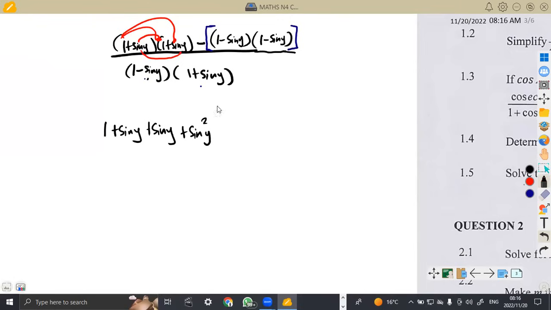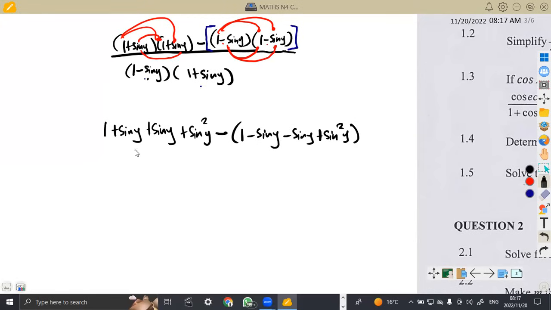Okay, let's see what you're going to have. That's a minus. Take note of the bracket. Whatever you obtain here, you have to expand by the negative. So it's 1 times 1, which is 1. We move on, 1 times minus sine y, that's minus sine y. Then we move on to minus sine y times 1, which is minus sine y. Then we have minus sine y and minus sine y, so negative and negative is a positive. So we're going to have positive sine squared y, like that.